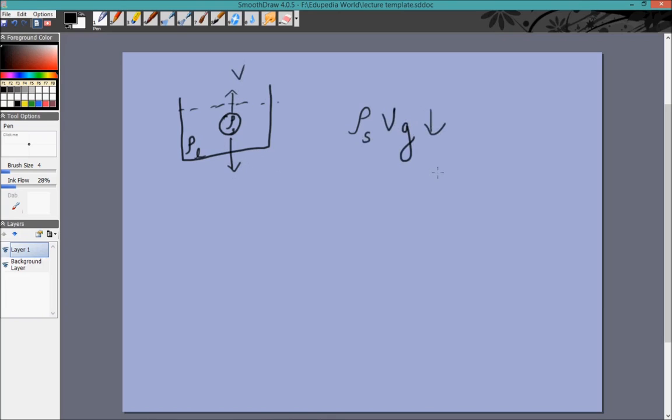The upward force will be the buoyant force. The buoyant force will be equal to the weight of the liquid displaced. That is g multiplied by the mass of the liquid displaced. Mass of the liquid displaced will be the volume of the liquid displaced multiplied by the density of the liquid. This is the biggest difference. This is gravity, which depends upon the density of the solid. This is buoyancy, which depends upon the density of the liquid.